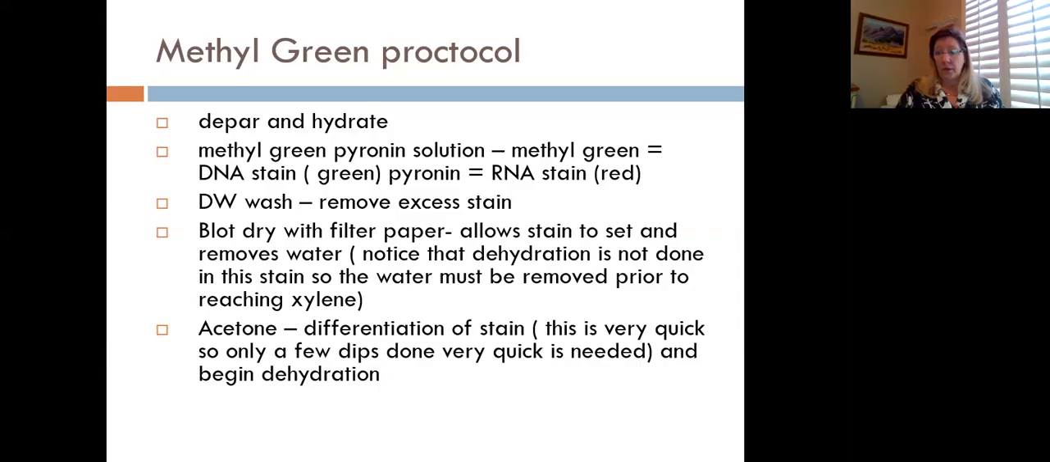So our protocol, we are going to deparaffinize and hydrate. Then we're going to go into the methyl green pyronin solution. This methyl green will stain the DNA and the RNA, so that makes it polychromatic, right? The DNA is going to stain green, the methyl green is going to stain the DNA green. And then the pyronin is a red color, so it's going to stain your RNA red.